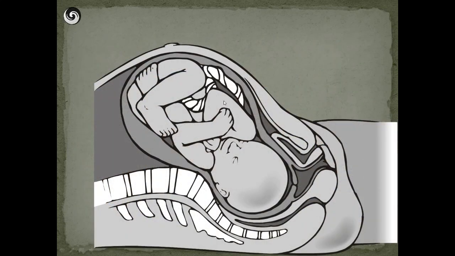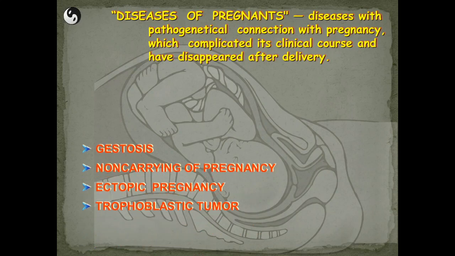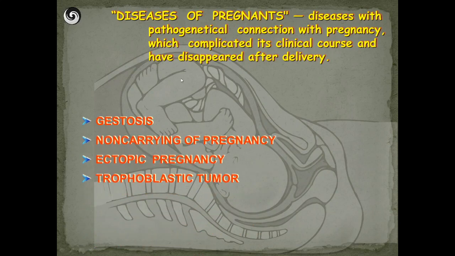And the last part of our lecture today, diseases of pregnancy. These diseases contain four main directions. First of all, gestosis. The next one, non-carrying of pregnancy, ectopic pregnancy, and trophoblastic tumors. So let's discuss them.